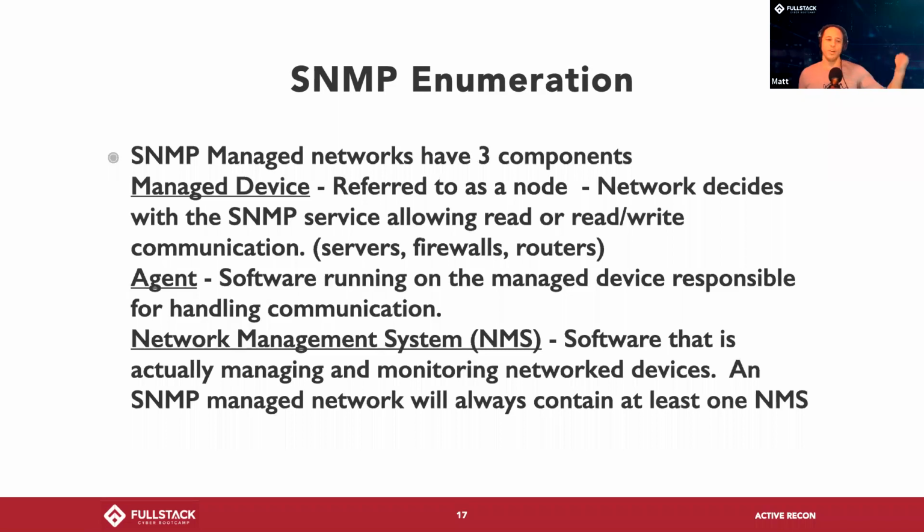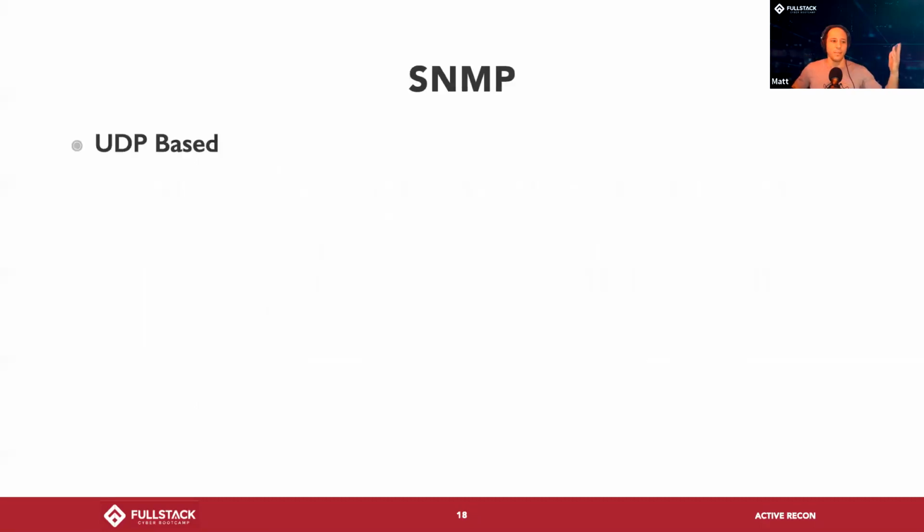Right, so what do we know about SNMP? It's the Simple Network Management Protocol. 3 main components to it: we have the managed device, the agent, and the network management system. Cool, what does all this actually mean for me? Well, it's UDP based, so I know I've got to be looking for a UDP port if I'm doing this with Nmap.